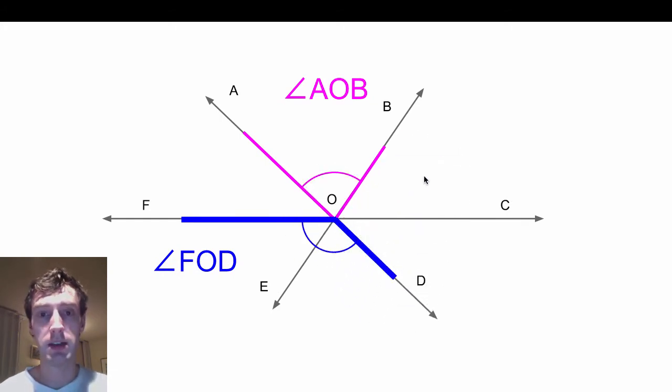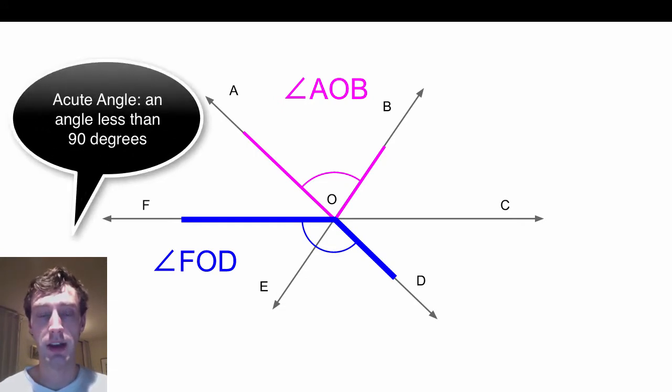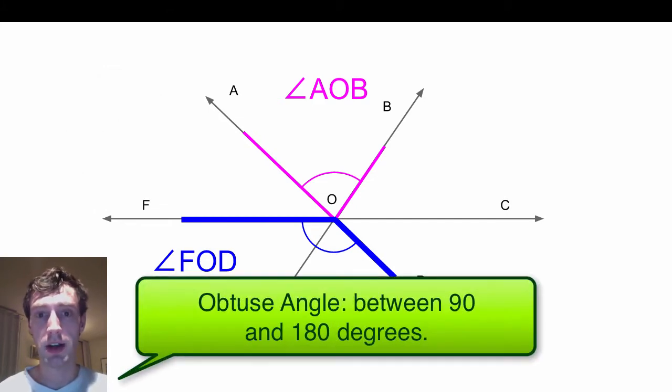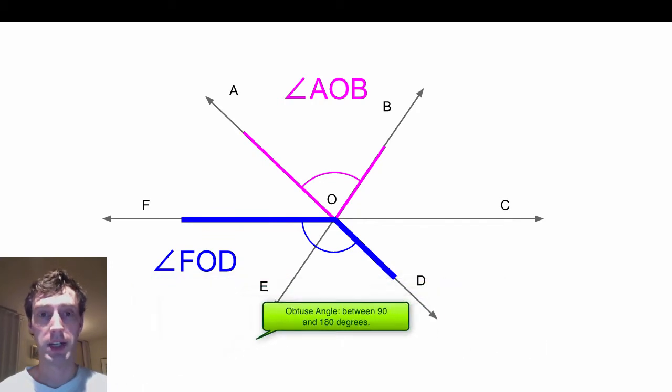So AOB is an acute angle, FOD is an obtuse angle. And you'll remember that acute is an angle between 1 and 89 degrees, so an angle that's less than 90 degrees. And an obtuse angle is more than 90 but less than 180. So it's more than a 90-degree angle, but not quite a straight line.